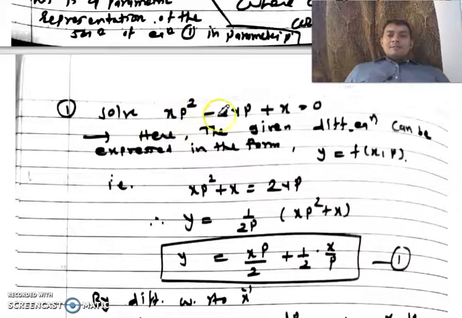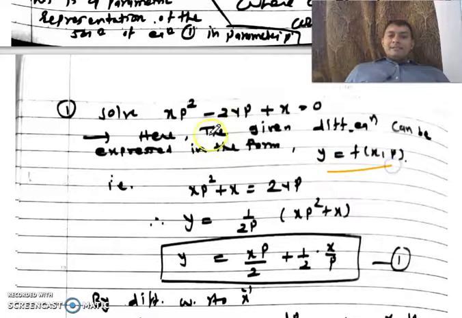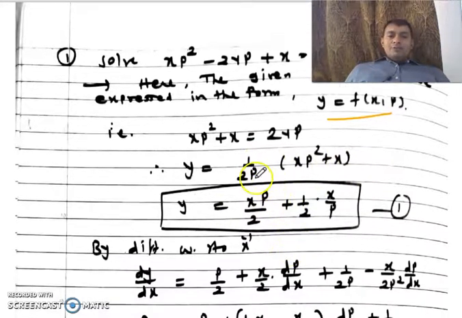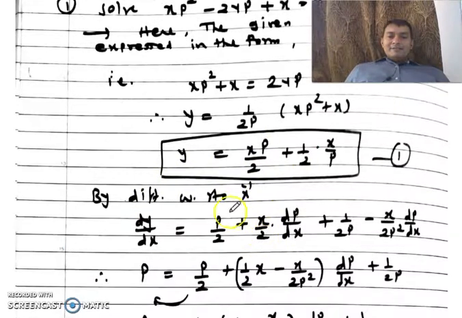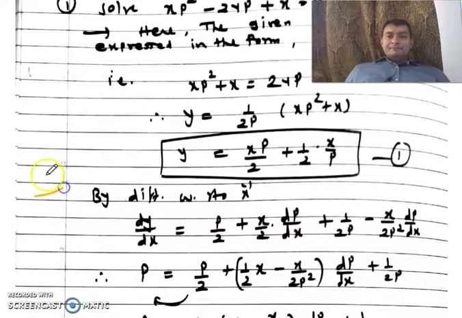Solve xp square minus 2yp plus x is equal to 0. So you are given a differential equation, and it is clear that we can represent y in terms of x and p. So here just take 2yp on the right hand side, so xp square plus x is equal to 2yp, so y is equal to 1 divided by 2p into xp square plus x. So here, first divide separately. Then first differentiate with respect to x, that is our main target.